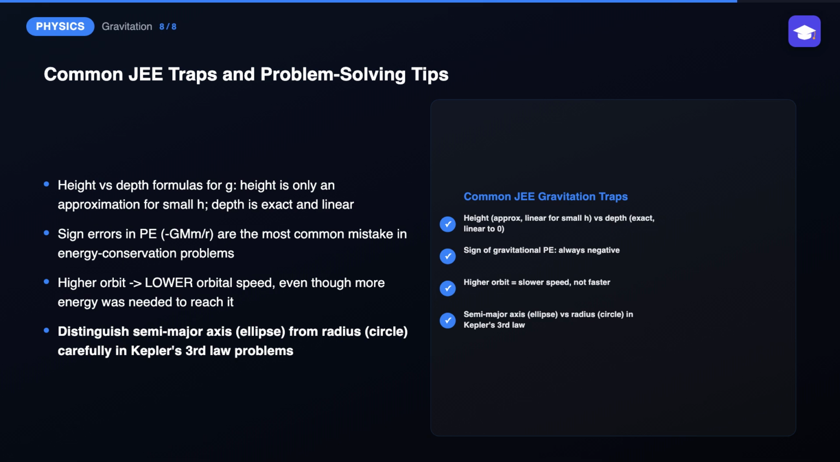Finally, for problems combining Kepler's third law with orbital mechanics, always double-check whether the problem is asking about the semi-major axis of an elliptical orbit or the fixed radius of a circular orbit. These formulas are related but genuinely not interchangeable without care, and JEE examiners deliberately exploit this specific ambiguity to test real conceptual understanding rather than simple formula memorization.